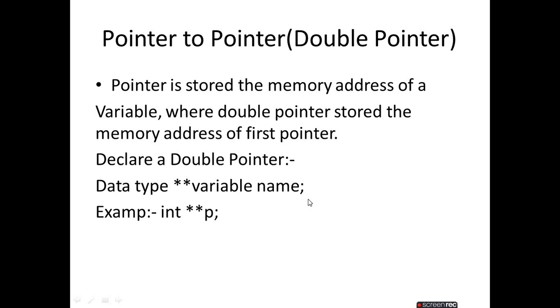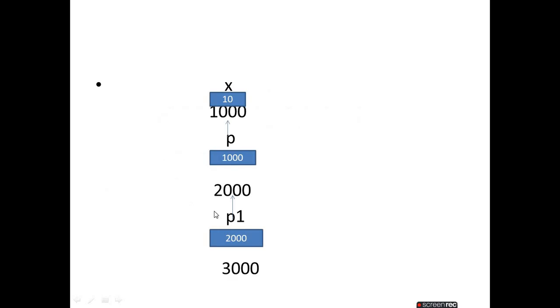How to declare it? First the data type is declared, then star star, double star, then the variable name, meaning the double pointer name. For example, the type is int, the data type is integer, then **p. This ** is for the double pointer. This is how to declare it, this is the syntax. Now, I will explain how the double pointer works.